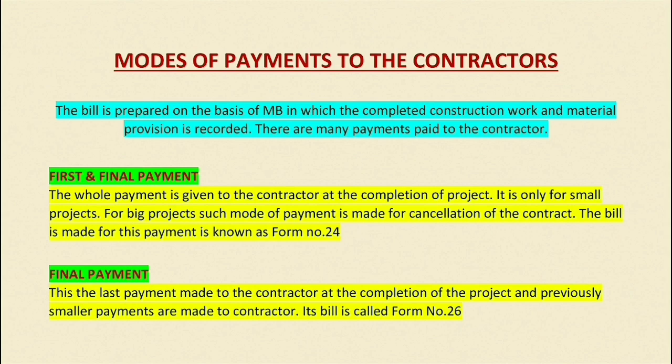The final payment is the last payment made to the contractor at the completion of the project, and previously smaller payments are made to the contractor. Its bill is called form number 26. This is a little different from the first and final payment, where the whole payment is made to the contractor at once, but here small payments like installments are paid to the contractor before this final payment. So this is known as final payment, and its bill is called form number 26.